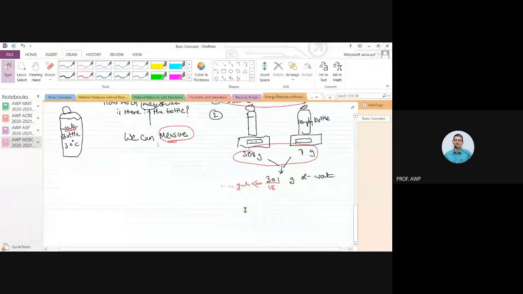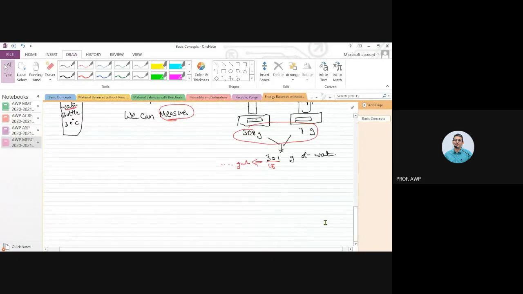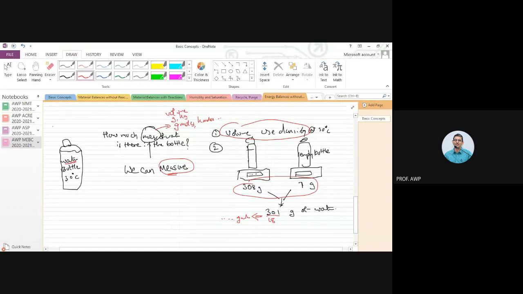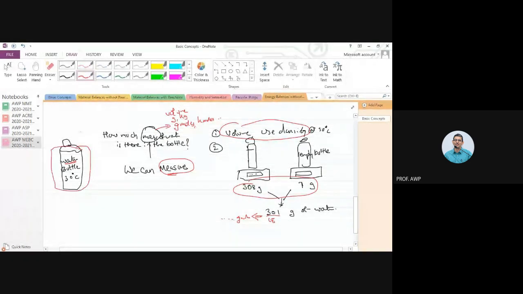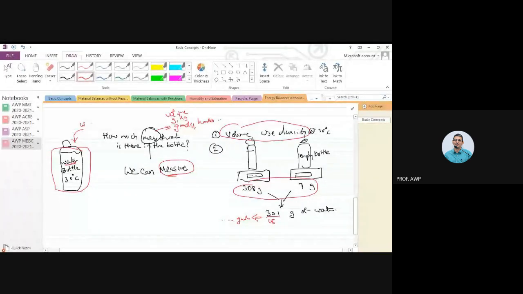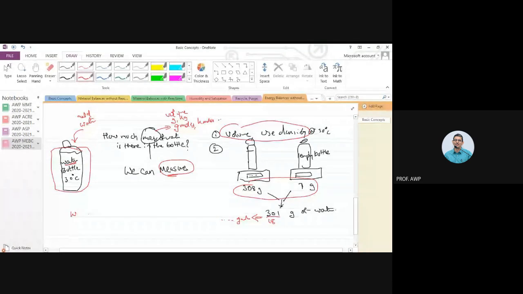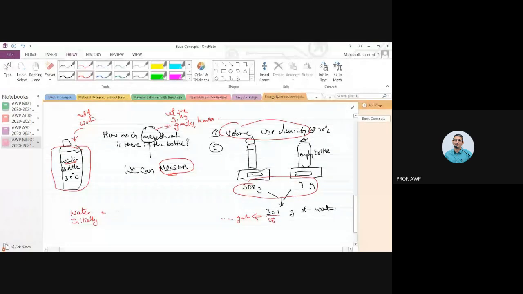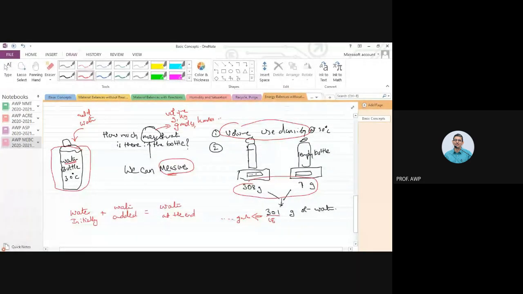And because we can measure, and we have been writing balances for, suppose I want to take this as a control volume. If I take this as a control volume and I add water into this bottle, then I can write a balance that water present initially plus water added must be equal to water at the end, or after addition is complete, right?